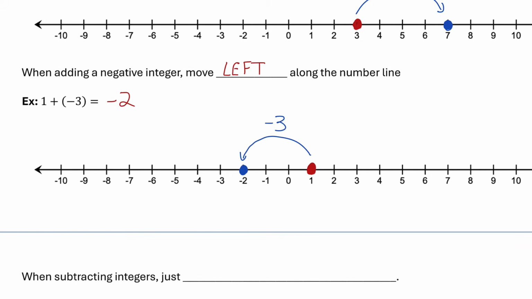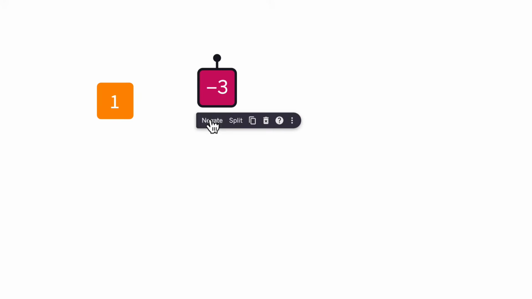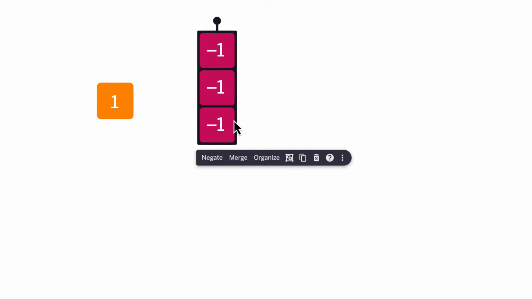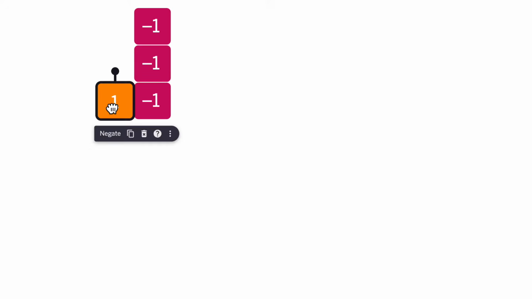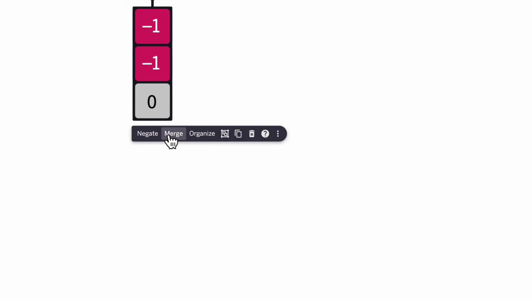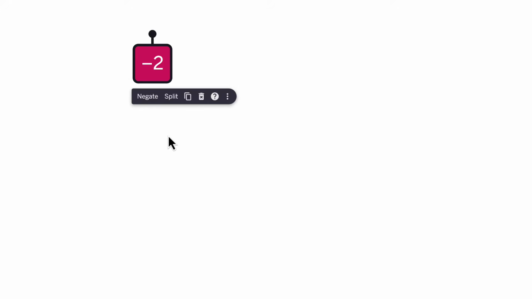Another way to visualize this, let me open up Polypad. If we're doing 1 plus -3, let me bring out a 1 and a 3. Let me make that 3 negative, and I'll split it into 3 negative ones. Then when combining these numbers together, notice this 1 and -1 are going to cancel out and make 0. So what are we left with when we combine these values? We merge them together, and we've got -2.